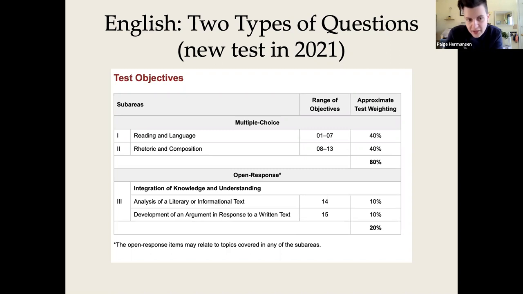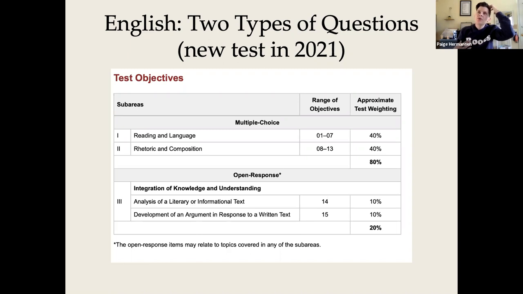That's my understanding. And, you know, rhetoric and composition is hugely focused on persuasive text, on how to make text more effective with particular audiences. So we can assume also, based on the fact that one of the open response questions is guaranteed to be development of an argument in response to a written test, that there's going to be more emphasis on argumentation. I think that's fantastic because that's my whole area of study. I love argument. I love rhetoric and composition. But it does make the test a little bit more unpredictable.